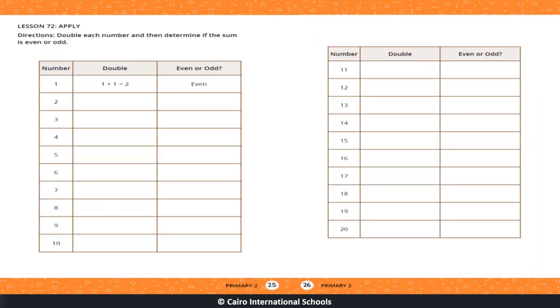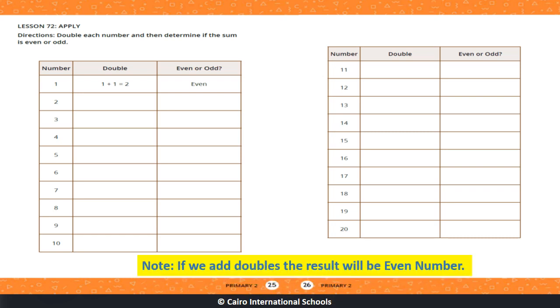Lesson 72, the apply part. Double each number and then determine if the sum is even or odd. If we are adding doubles, it means adding the same number. So for sure it will be of the same type. So if we add doubles, the result will be an even number. 1 plus 1 equals 2, even. 2 plus 2 equals an even number because they are doubles. The result equals 4. 3 plus 3 equals an even number because they are doubles. The result equals 6. Yeah, 6 is even.